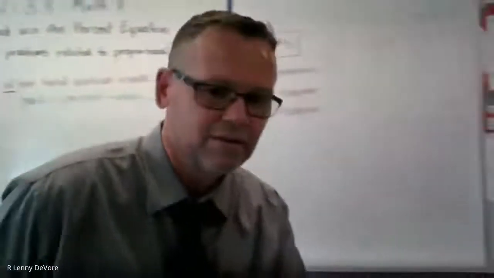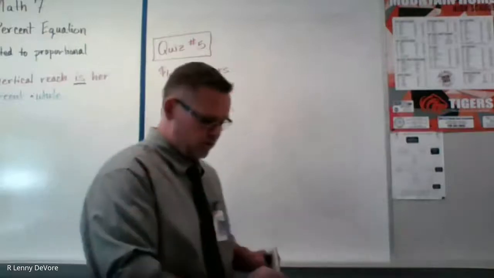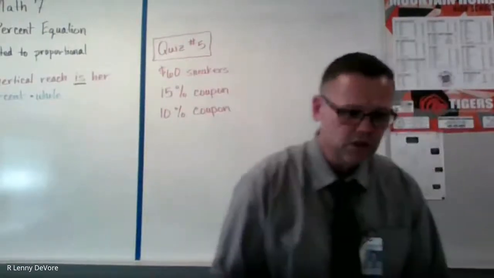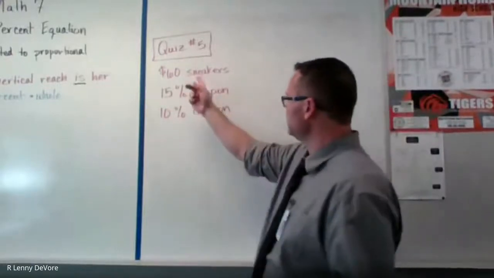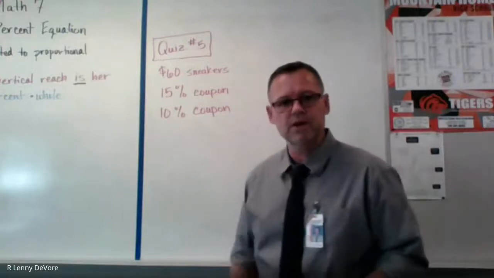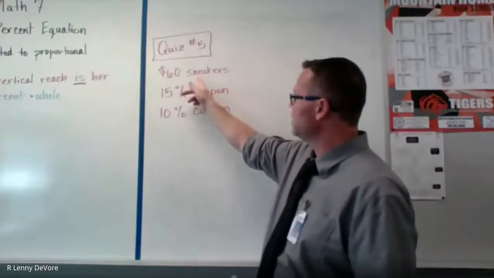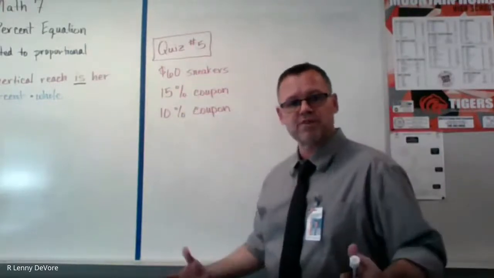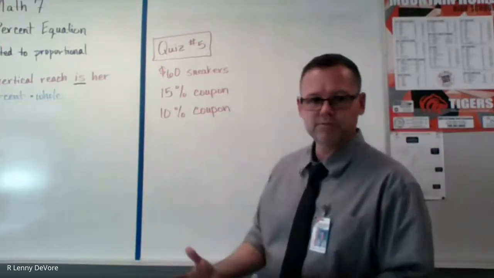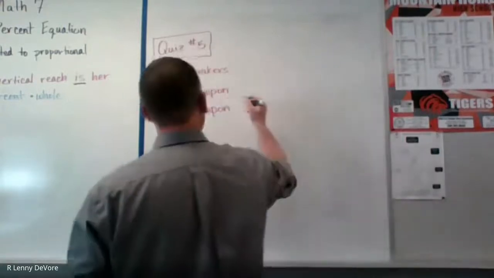Let's bring it over here. Okay, this one became a little confusing too, so I want to make sure that I went over this one. This is quiz number 5. Okay, so number 5 on the quiz. Now, what they're talking about here is you have a $60 pair of sneakers, a 15% off coupon, and then a 10% off coupon. Okay, now here's the thing, guys. They think that you should be able to just add that 15 and that 10% and take that off, so it's 25% off. But it doesn't work that way. Okay, it's not correct.